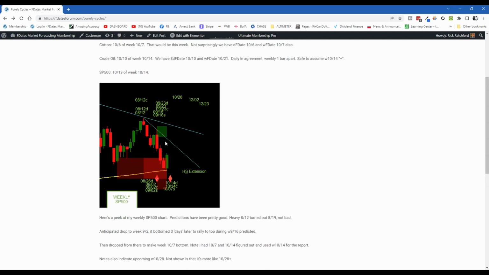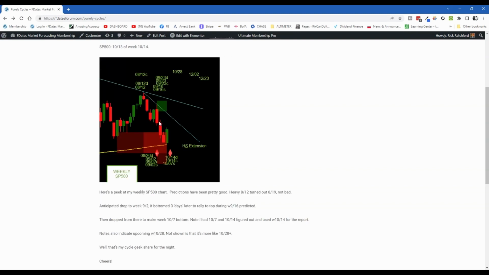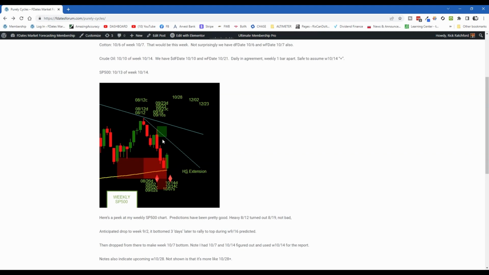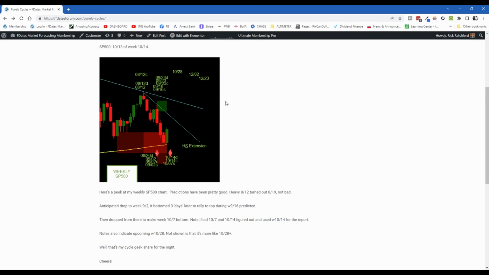And then I went ahead and decided to share my weekly chart of the S&P 500, which has notes that I've had on here now for many weeks. And I kind of talk about it here, what all this noise is that I have up here. This, by the way, HS extension means head and shoulders extension. I was doing some pattern analysis as well. I do that from time to time, but it has nothing to do with what you see here on these dates.